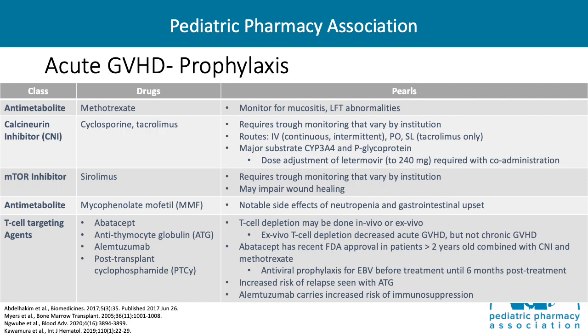The first set of prophylaxis medications rely on immunosuppression. So methotrexate, an antimetabolite, is one of the main agents that's used for GVHD prophylaxis. And though it's effective, it is associated with significant toxicities like mucositis that can lead to early discontinuation of the drug and for dose reductions, which can increase the risk of GVHD and even failure of the graft.